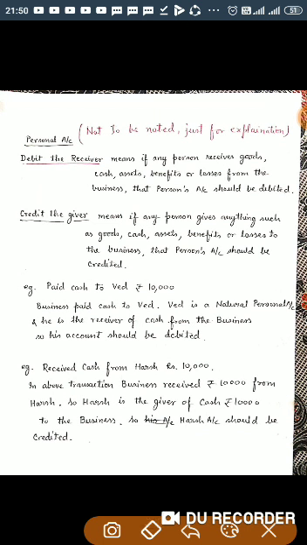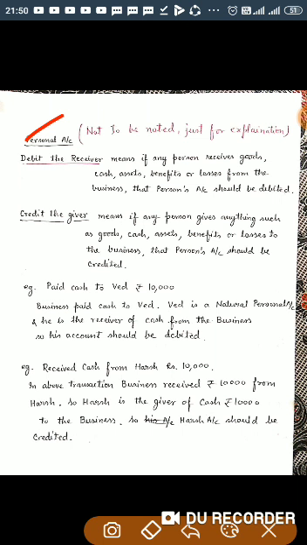It is for personal account, debit the receiver and credit the giver. Debit the receiver means any person who receives goods, cash, assets, benefit, or losses from the business, that person's account should be debited.